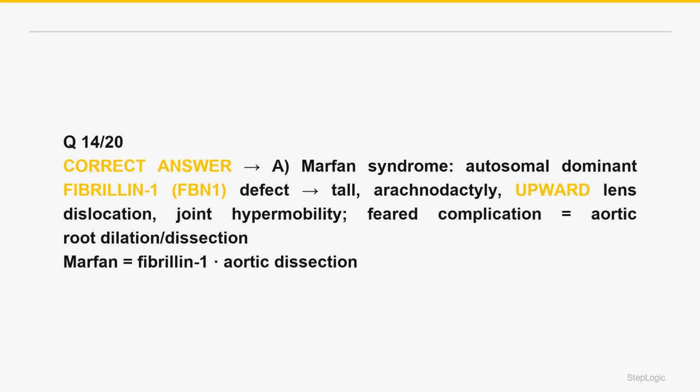Two findings distinguish it. The eye: upward, superotemporal lens dislocation, ectopia lentis, a useful contrast with homocystinuria, which also gives Marfanoid habitus but with downward lens dislocation, thrombosis, and intellectual disability, and is autosomal recessive. The feared complication is cardiovascular. Cystic medial degeneration of the aorta causes aortic root dilation, predisposing to aortic dissection and rupture, the major cause of death, plus mitral valve prolapse. Managed with beta blockers, ARBs, and aortic monitoring. The fibrillin 1 disorder with upward lens dislocation and aortic dissection risk is Marfan syndrome.